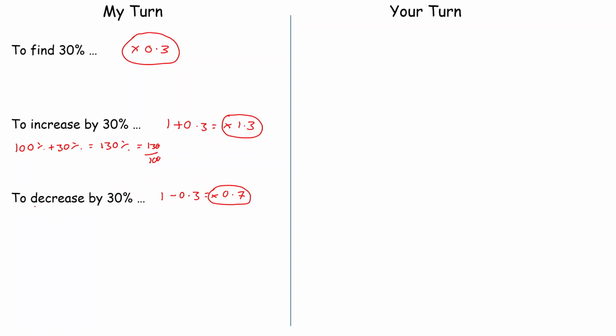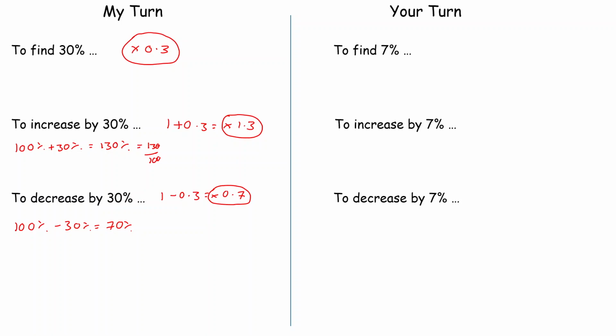And similarly here, right, if you're decreasing by 30%, you're doing 100%, and you're taking away 30%, which is 70%. And again, percent means per 100, so 0.7. Okay, so you can try these three here. So what would you times by to find 7% of a number, to increase by 7%, and to decrease by 7%? So pause the video and give those ones a go.